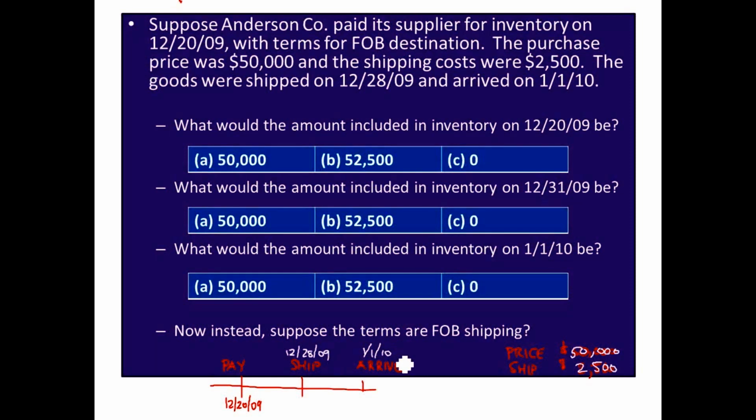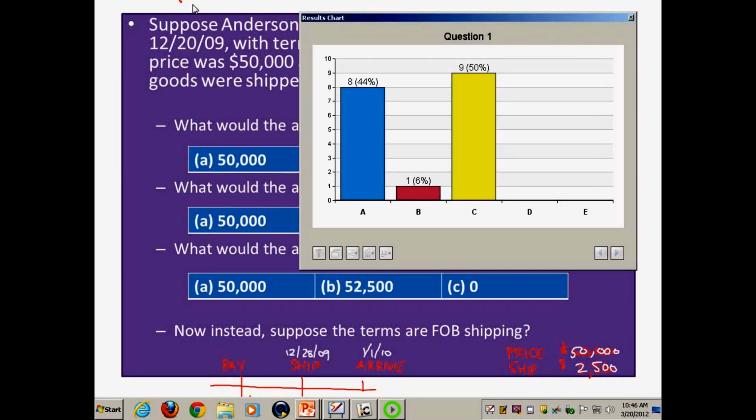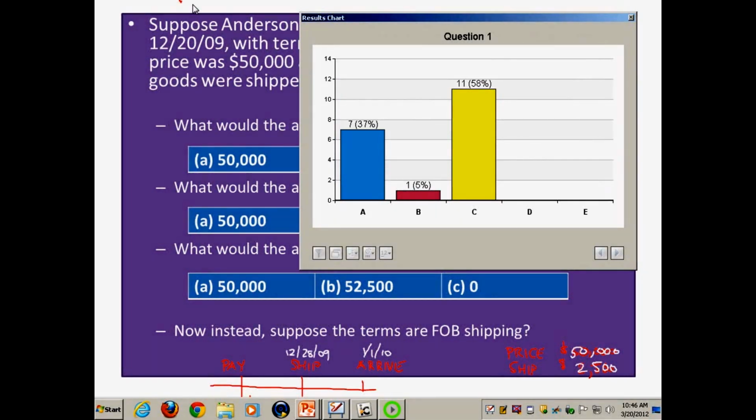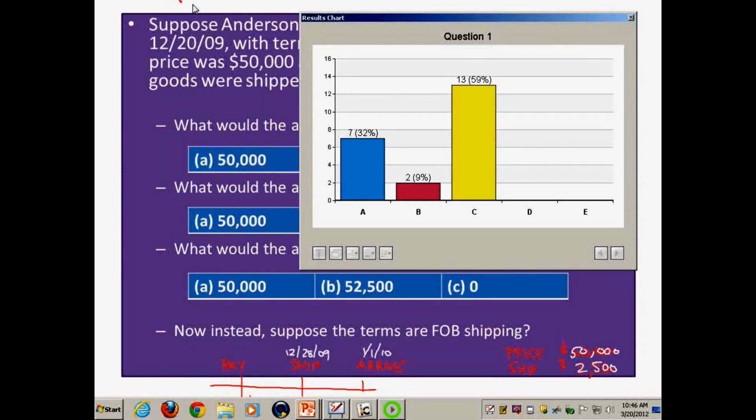Okay. So on 12/20/09, what does Anderson, the purchaser of the goods, include in its inventory? Click in, tell me. Is it $50,000, $52,000, or $0 worth of inventory? All right, so we've got some debate here. Is it $50,000? Nobody thinks it should be 52. Oh, wait, I'm giving you some more time. Anyone else want to weigh in?